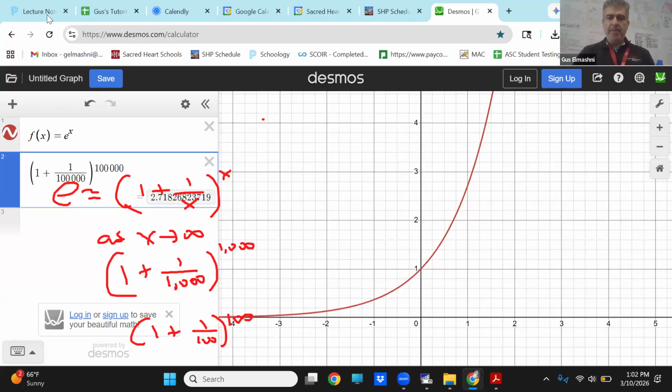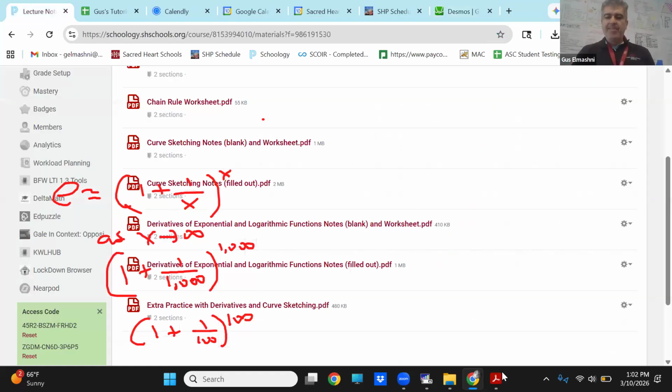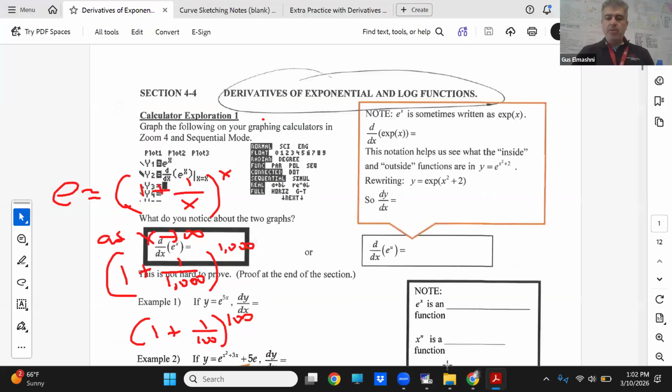We don't celebrate it like Pi Day, but February 7th is Euler's Day, if you want to call it that. So anyhow, this is what's going on with e.